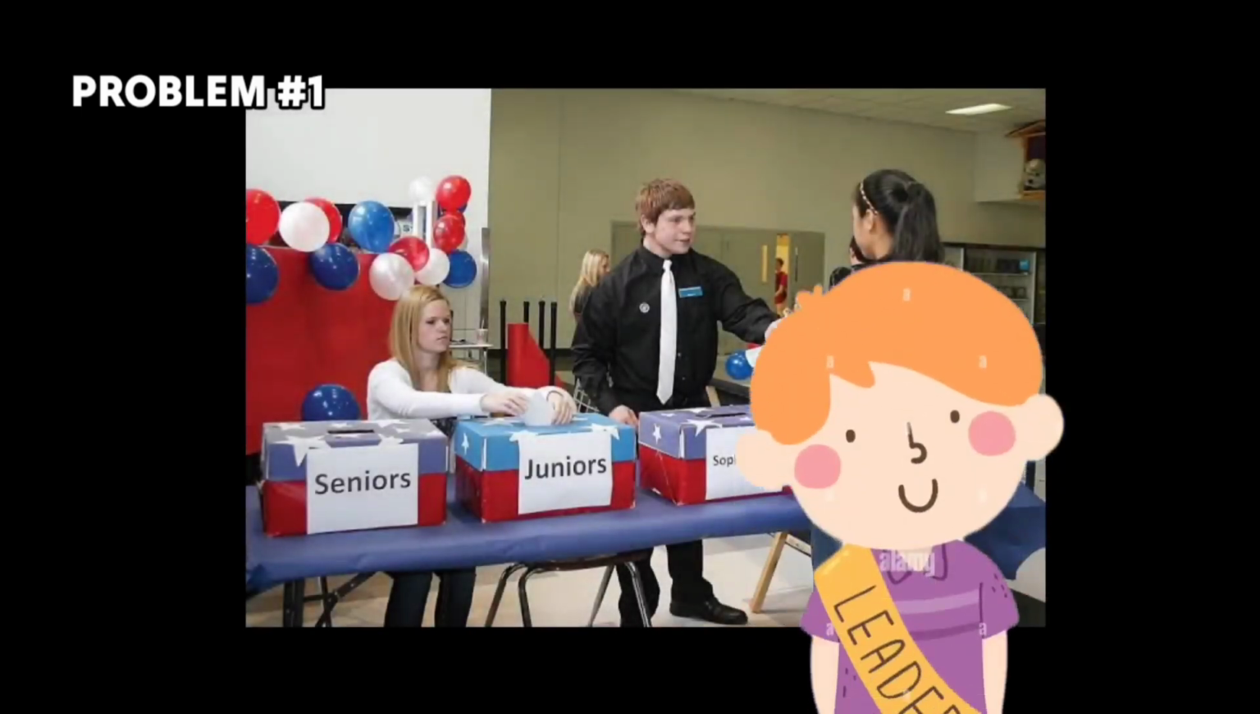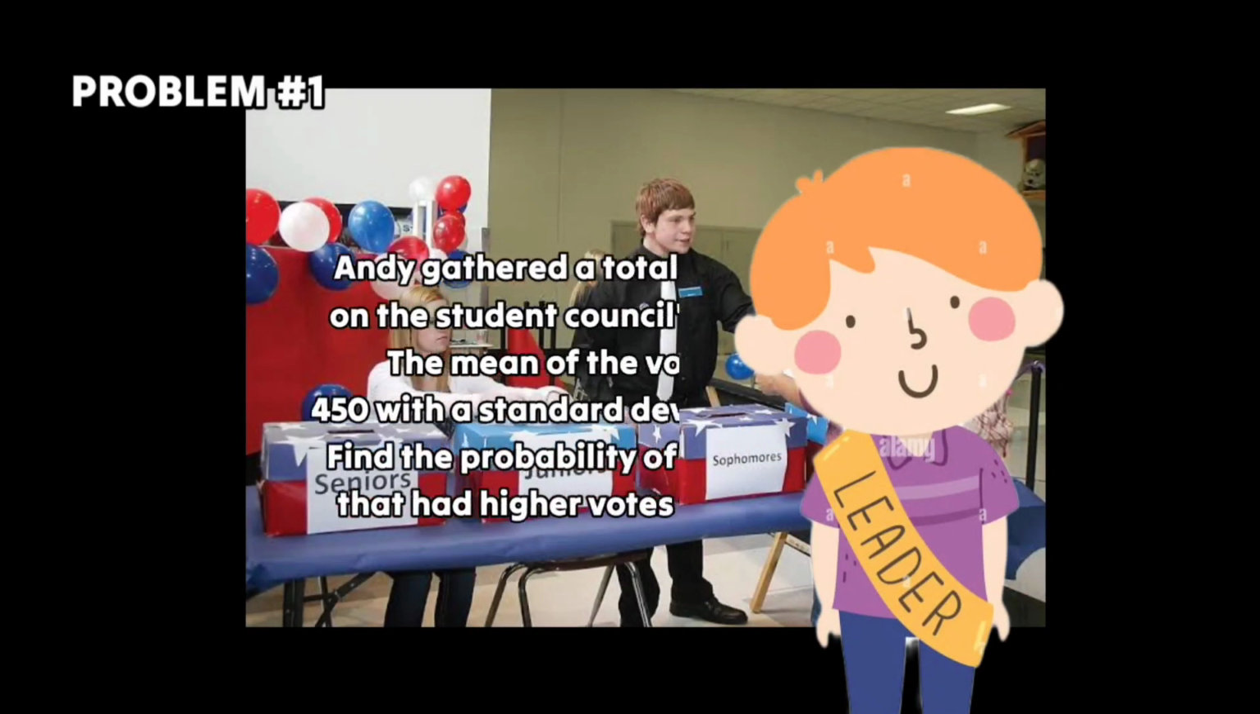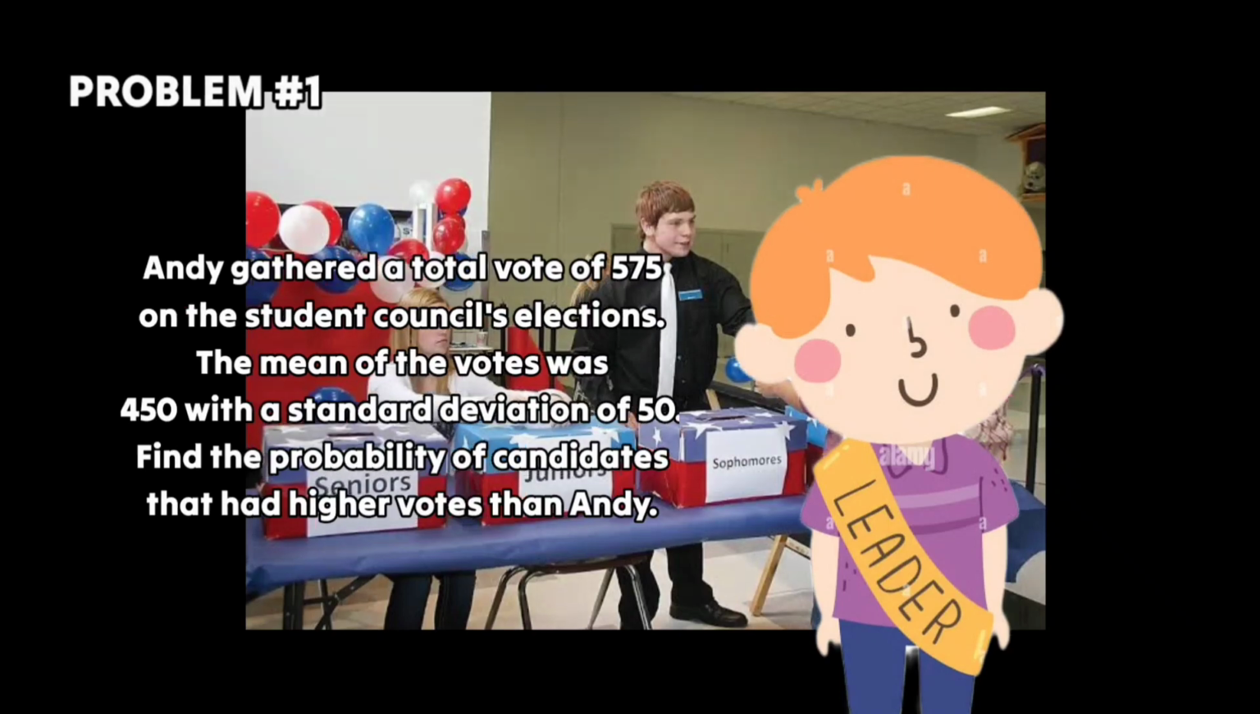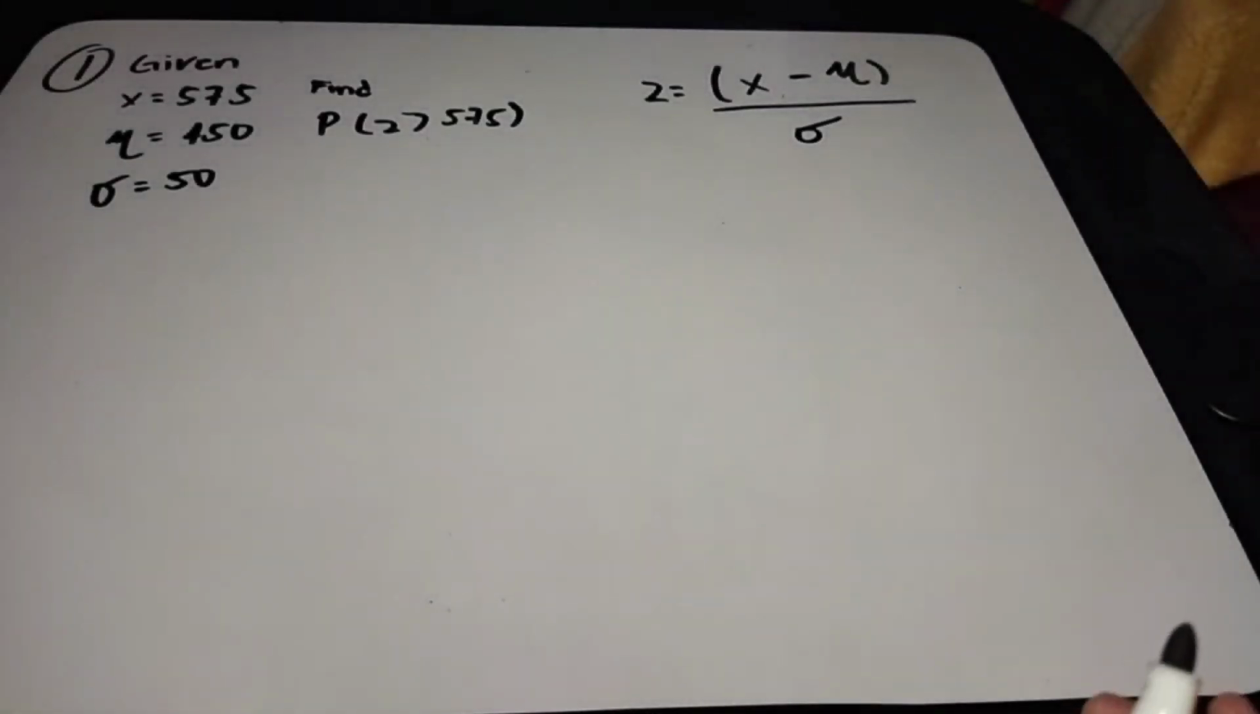So for our first activity, Andy gathered a total vote of 575 on the student council elections. The mean of the votes was 450 with a standard deviation of 50. Find the probability of candidates that had a higher vote than Andy. So let us first start with our given.